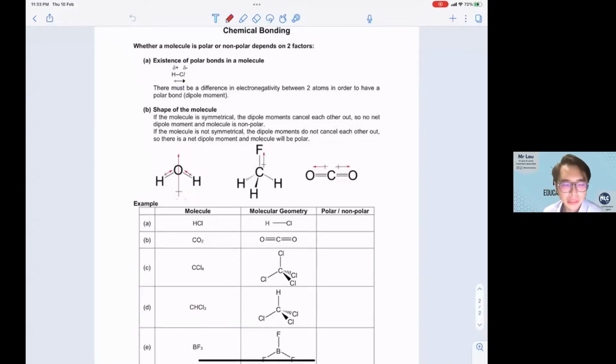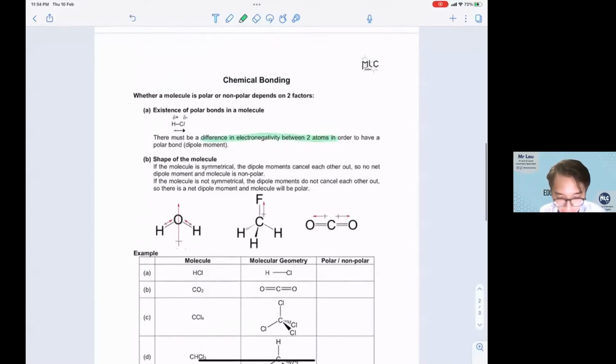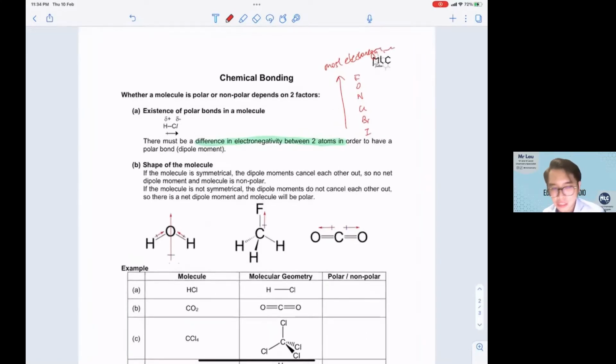There will be a polar bond within the molecule as long as there's a difference in electronegativity, which means you must have at least an atom that is electronegative. In your A-level syllabus, the electronegative atoms are F, O, N, Cl, Br in general, where F is the most electronegative. So the first factor: you need to have at least an electronegative atom in order to have a polar bond. Next, you need to look at the shape of the molecule.